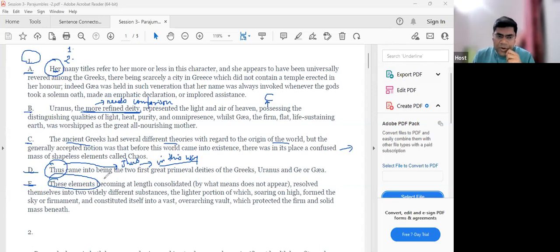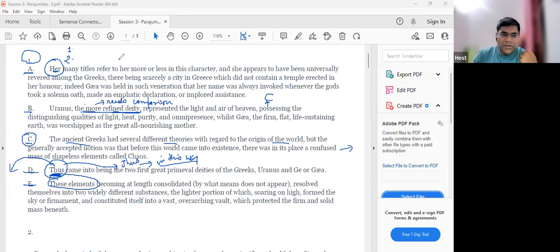So if you say thus came into being two first great primeval deities, then that means this thus is referring to some process which must have come earlier. So this needs a very, very strong connection. Otherwise, it won't make sense. So where is that connection? Where is that birth happening of deities? I don't see in C any birth happening of any deity. In B, you have Uranus, the more refined deity, but it does not make sense. Why? Because you need something before it. So the only thing that D can connect with is E, right?